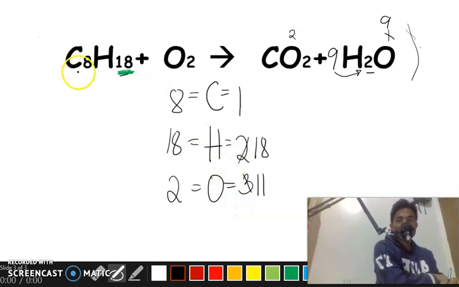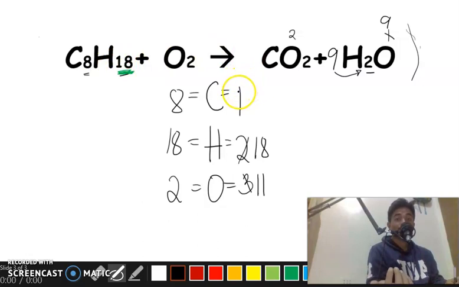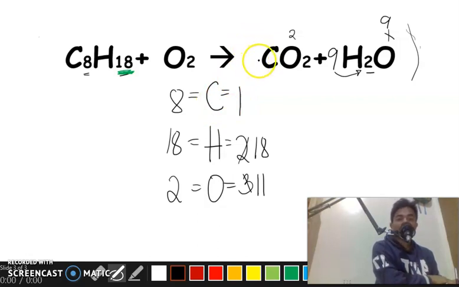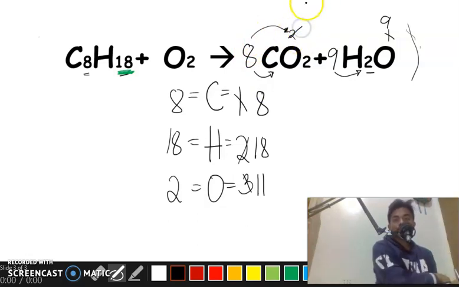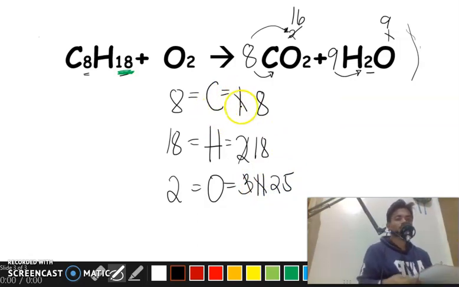So let's try to balance your carbon now. I think you're almost close because the only problem is your carbon and your oxygen. So let's try to multiply the carbon dioxide by 8. So 8 times 1, your carbon becomes 8. 8 times 2, your oxygen for the carbon dioxide area is going to be 16. So 16 plus 9 is going to be 25. Now, this is almost perfect.